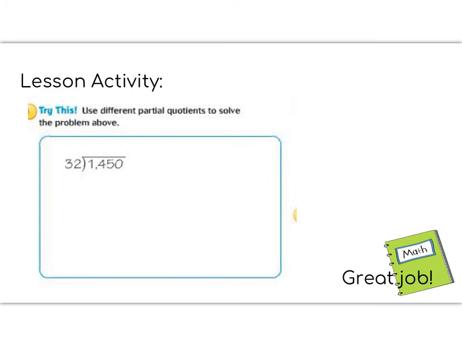Great job so far, 5th graders. Today's lesson activity is actually the try this section in your book, and you can go ahead and do it on your math pages instead of your math notebook today. But it's the same problem, 1,450 divided by 32, except it says you should try different partial quotients to solve the problem. So for example, instead of taking 10 and 10 and 10 and 10, we could take out a group of 20. I'll give it a shot and get started with you.